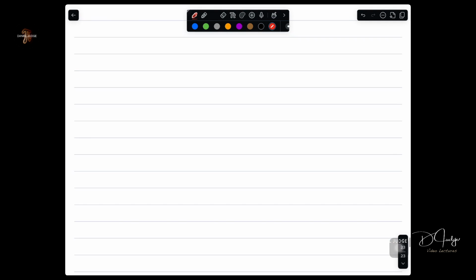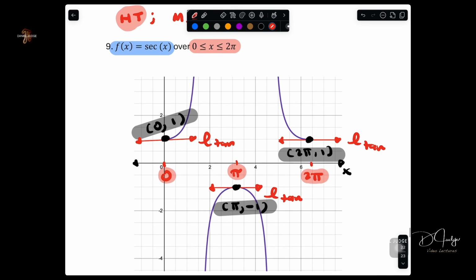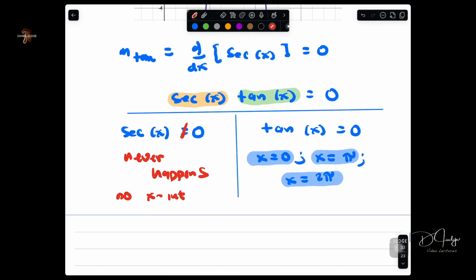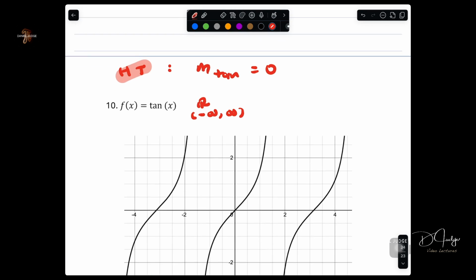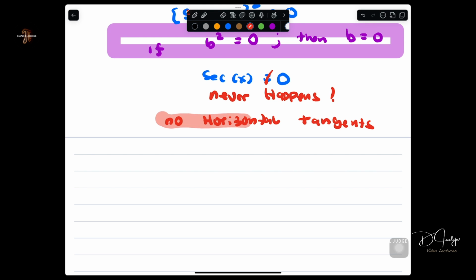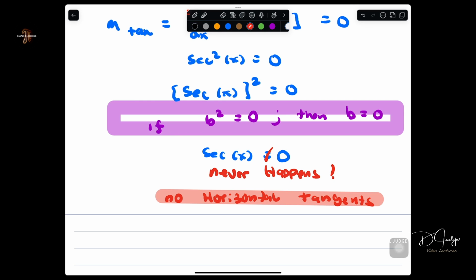And if we went back to the secant function here, remember, there's no x-intercepts. You never cross the x-axis. So secant is, in fact, never 0. So you say, well, what does that mean? That means there's no horizontal tangents. And that's what that means.